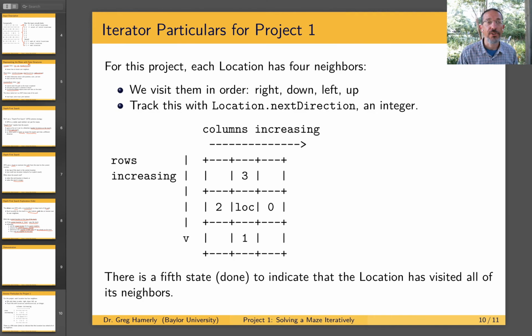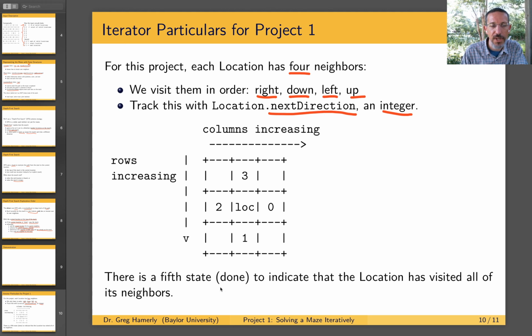Okay, so a few particulars that I want to point out. For this project, as you've already seen, every location has 4 neighbors, and we're going to move right, down, left, up. And I realized earlier when I was pointing left and right, I may have gotten them backwards, and I apologize for that. We're going to keep track of this, as I've said, with the next direction, which is an integer. The integer next direction is either going to be right or down or left or up. Look for those constants in the code.